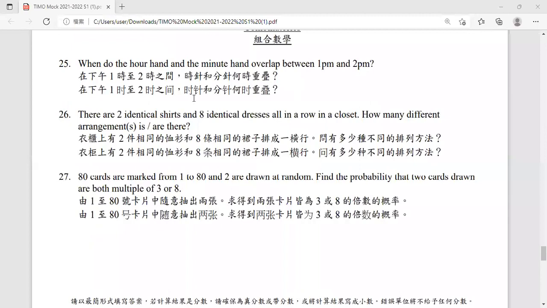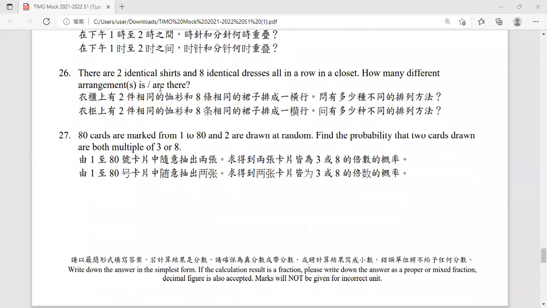Okay, for 26. Now you have 2 identical shirts and 8 identical dresses in the closet. How many different arrangements are there? Actually, it's very simple. It's just putting 2 identical things into 10 drawers. So the answer is 10C2, which is 45. If you don't know what C is, it's just 10 times 9 divided by 2 times 1, because there are 2 ways to put the 2 identical shirts. So it's 45. It's just that.